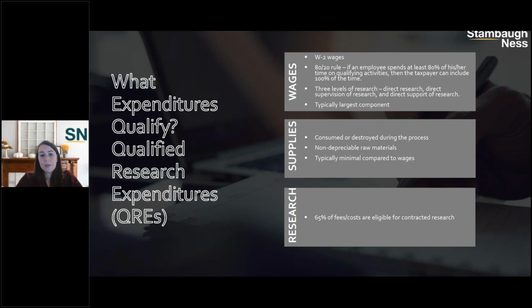The IRS has a nice rule that says if your percentage of qualifying time is 80% or greater, then you actually get to take 100% of your box 1 wages. So that's a nice little bump that the IRS gives out.